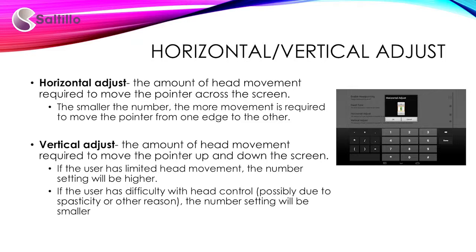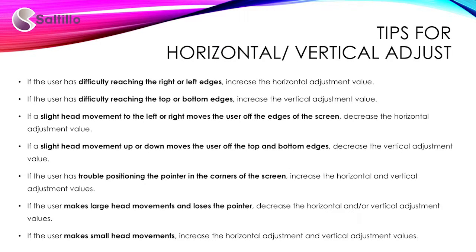This will need to be very particular to the individual. You may need to fine-tune both horizontal and vertical adjustments to meet the user's needs. Have the user move their head left and right and up and down to try to place the pointer in each corner of the screen. These tips might help you make adjustments to the horizontal and the vertical values.